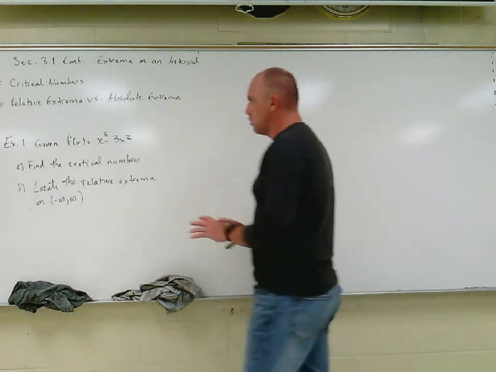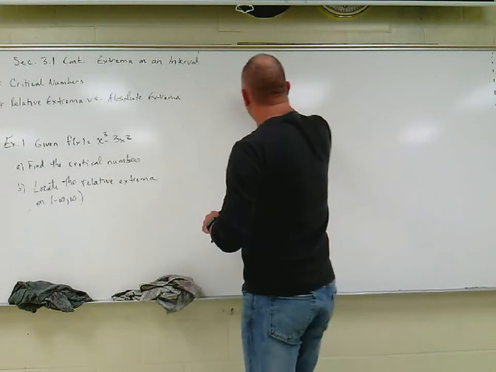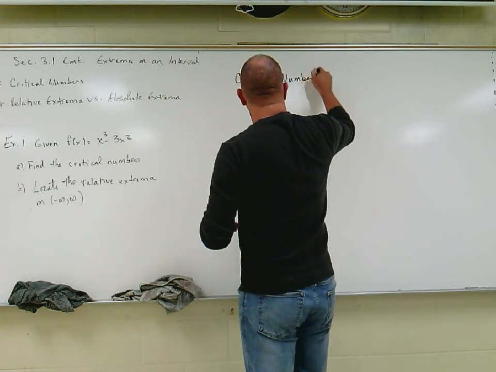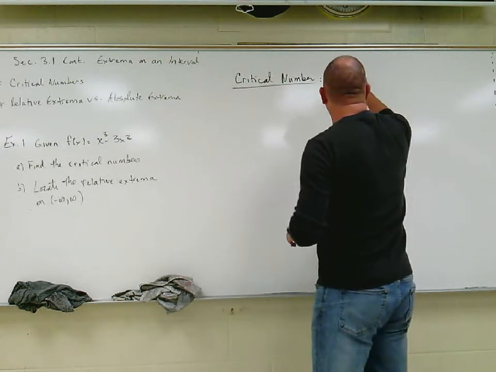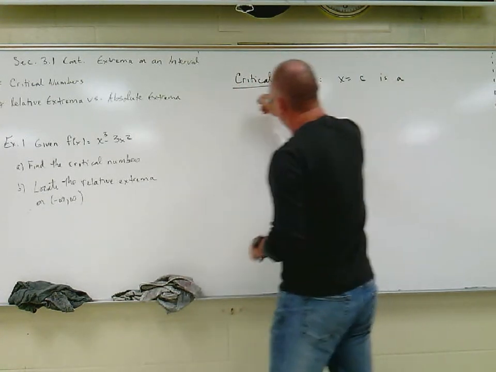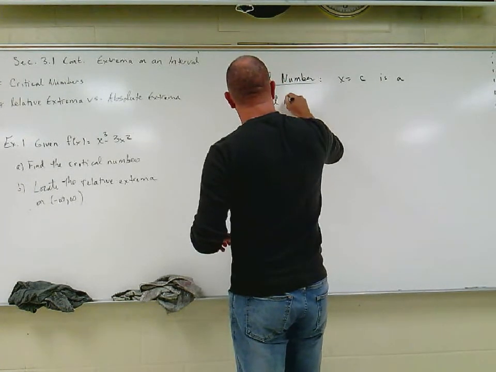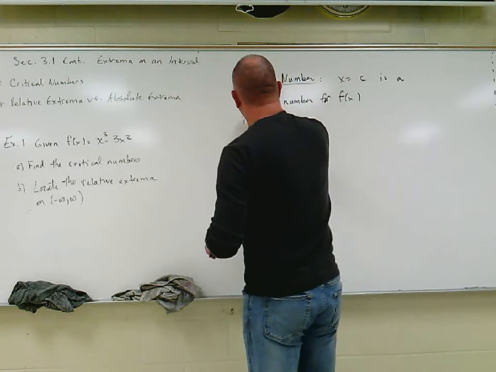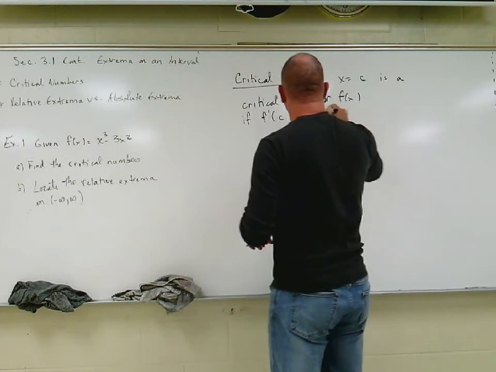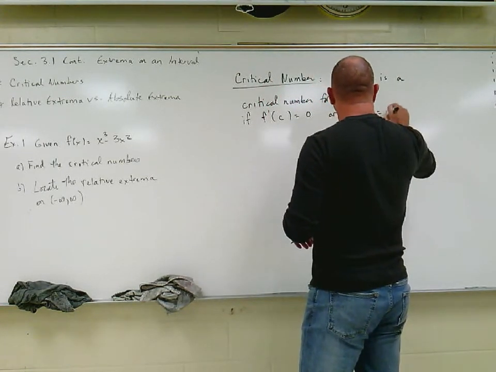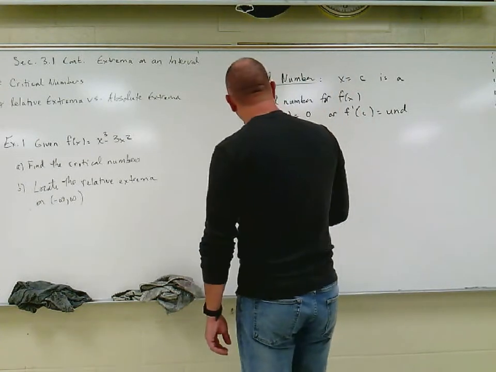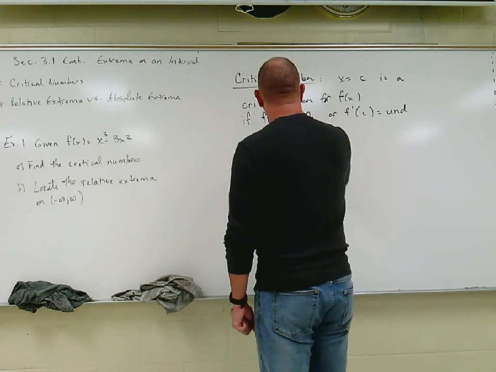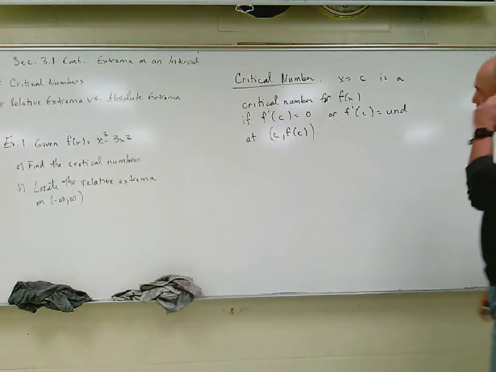So first of all, what are critical numbers? Well, a critical number, the formal definition is this. So x equals c is a critical number for f of x if f prime of c equals 0 or f prime of c is undefined, okay, at c, f of c. It's a critical number, okay?